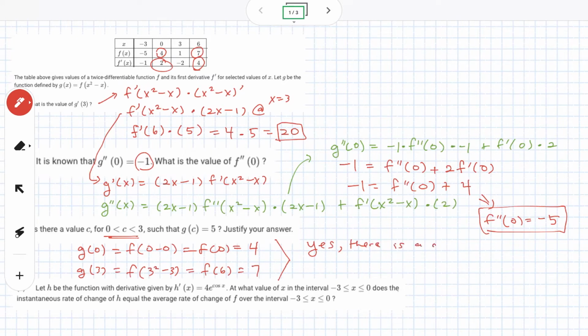So now we just write out our IVT. The answer would be yes, there is a c such that g of c equals 5 by the intermediate value theorem. And if you remember, the intermediate value theorem was a thing where, from 0 to 3, we know that this is 4, we know that this is 7. So we know that there's some sort of action happening.